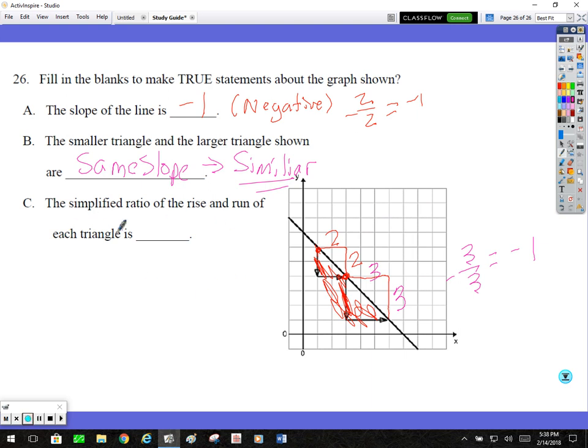So the ratio of the rise to the run of each one of these, well, you did each one of them. The simplified ratio is negative 1, or they are the same. Okay, so again, I want to go back to this part real quick. The smaller triangle and the larger triangle shown are similar because they have the same shape and the same angle measurements. If you look, both of these should be right triangles, but they have different sizes, which is what makes them similar.